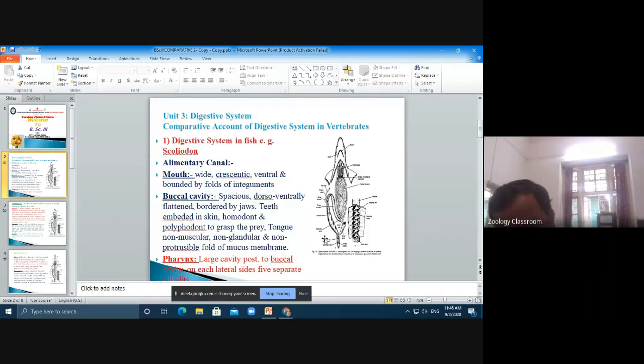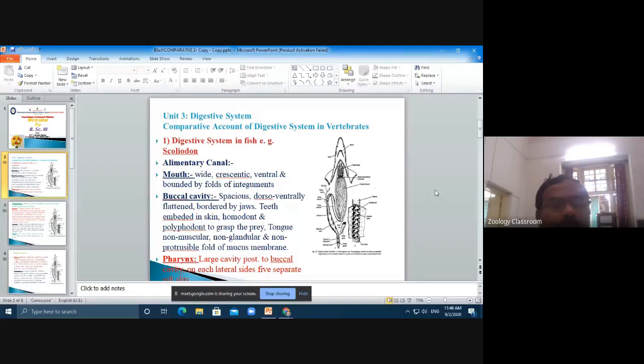By bathing the gills, the water passes out, and the gases are diffused, that is, the process of respiration is carried out. Here also, the food which is taken into the mouth enters the buccal cavity, then the pharynx, and further from the pharynx it goes into the esophagus. So this is all about the mouth, buccal cavity and the pharynx.